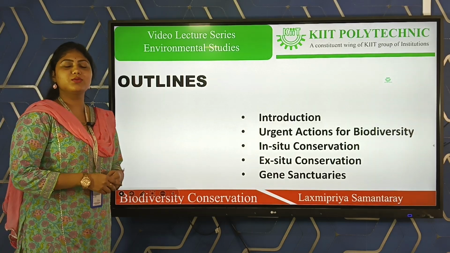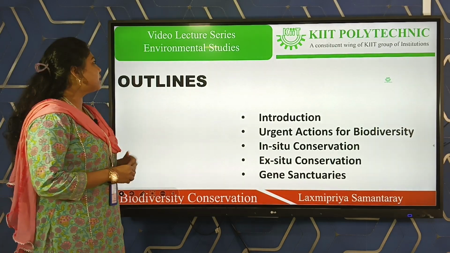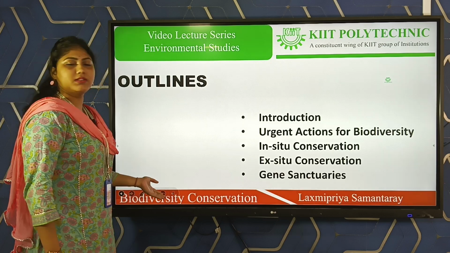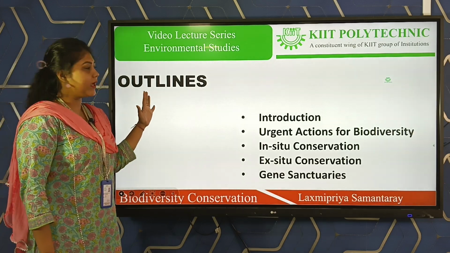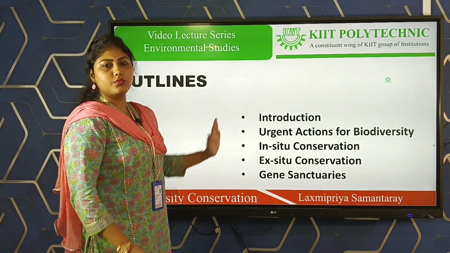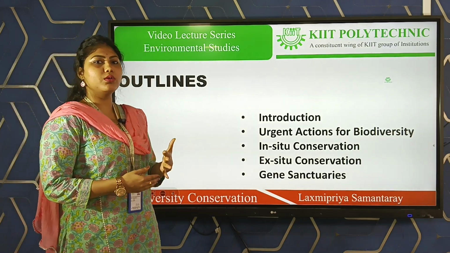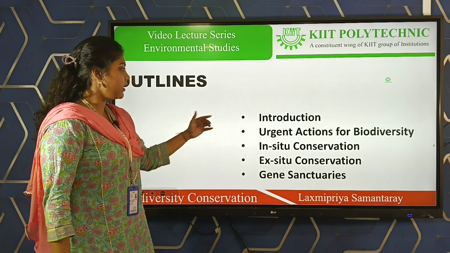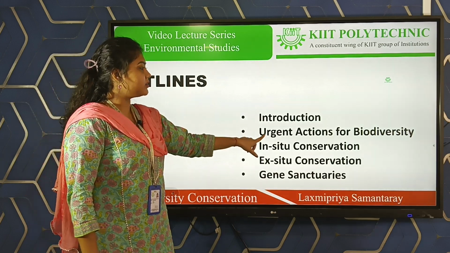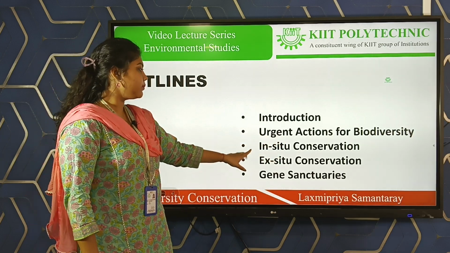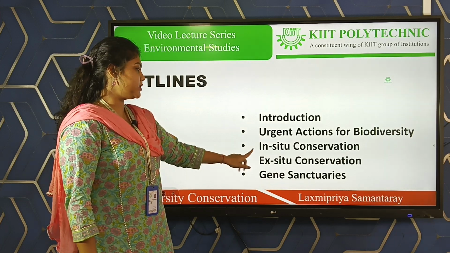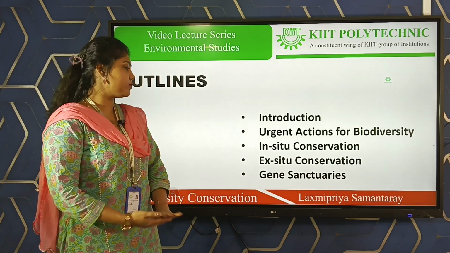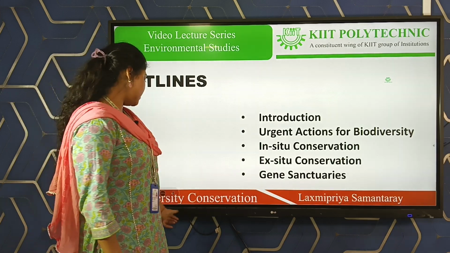Good morning, students. Today we will learn about environmental studies, biodiversity conservation. First is our outline. First we have to know what biodiversity conservation is, next what the urgent actions for biodiversity are, and what its types are. There are two types, in situ conservation and ex situ conservation. Next we will study genetic sanctuaries.